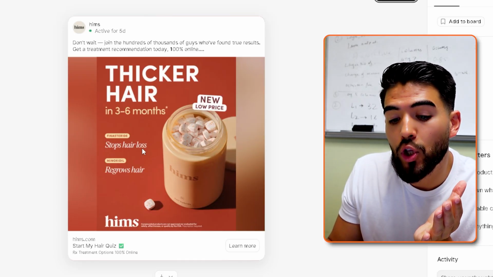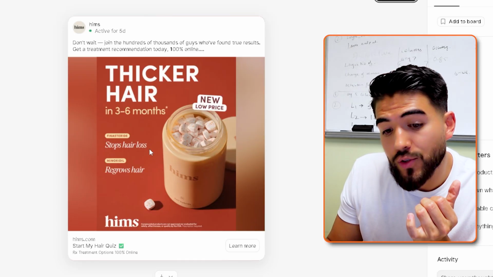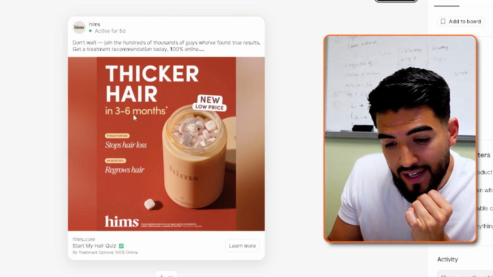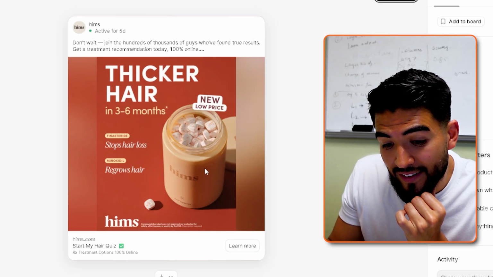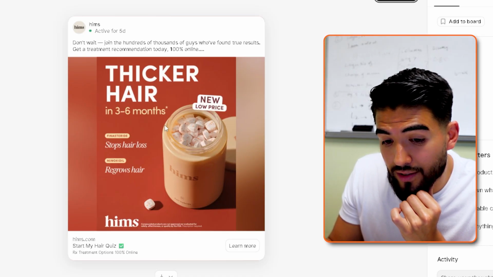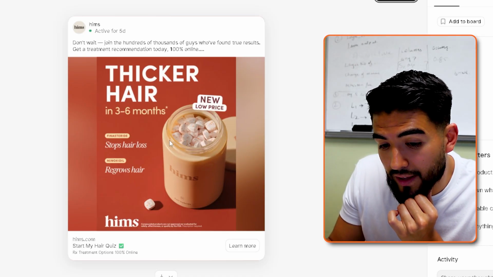And then immediately they have a huge product photo here. So right away, if I'm making a promise and then I'm slapping my actual product right in front of somebody's face, well, what am I saying? I'm saying my product does this. People automatically communicate the two together.